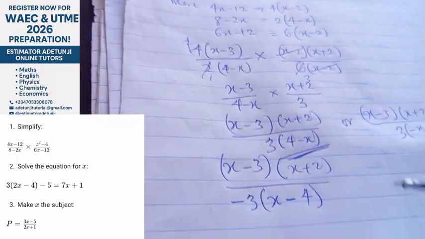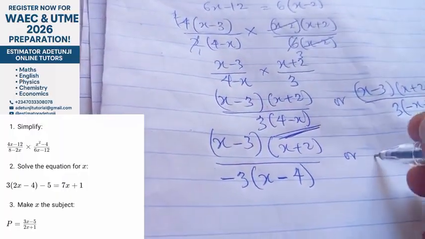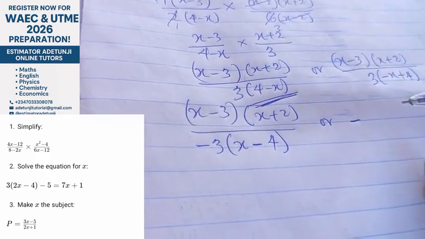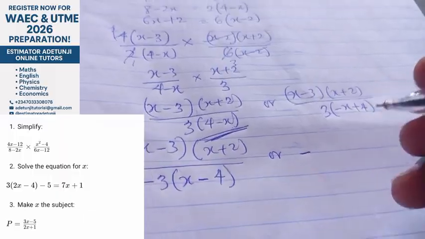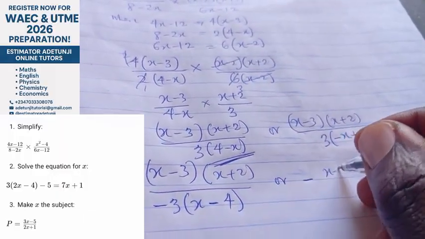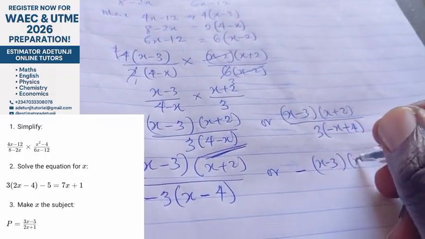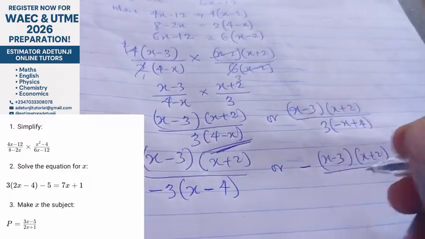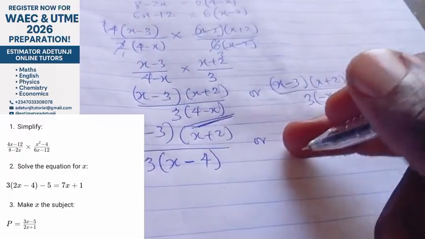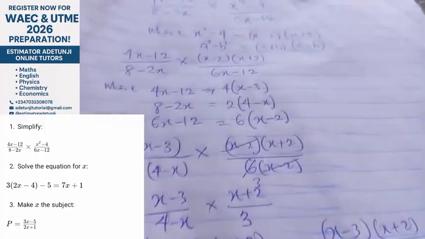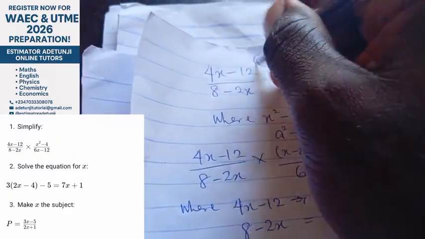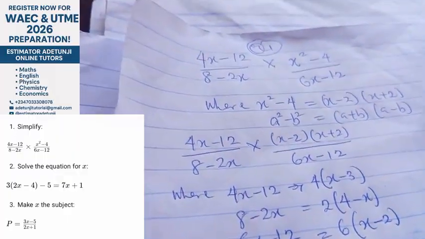So I have something like this. I can still write it in whichever way, depending on how you want to present yourself. But any one you write, you are correct. If it is theory like this, any one you write, you are correct. So you have (x minus 3)(x plus 2), and finally I have 3(x minus 4). Remember, the minus has been put here. So that's how we finish question number 1. That's question 1, GCE 2025.